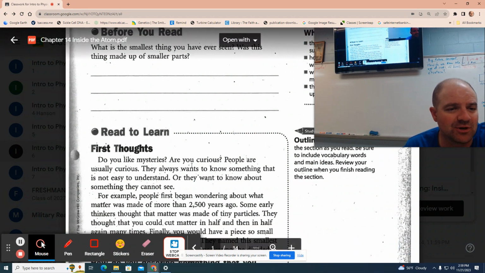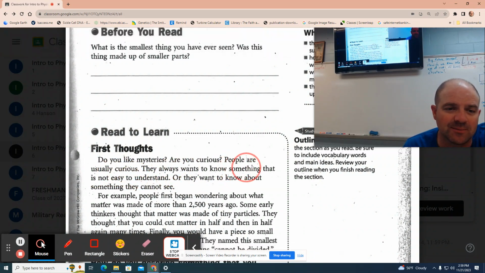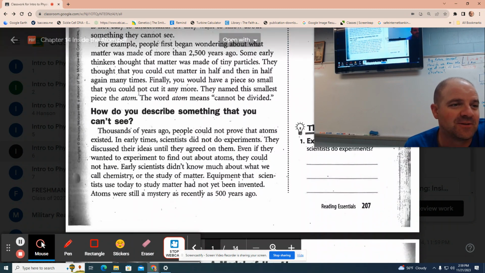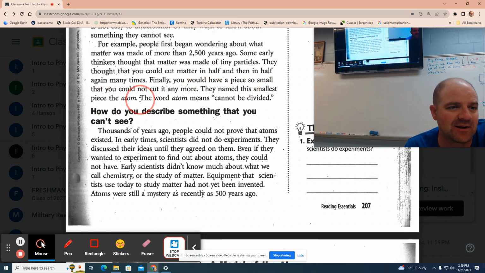First thoughts. Do you like mysteries? Are you curious? People are usually curious. They always want to know something that is not easy to understand, or they want to know about something they can't see. For example, people first began wondering about what matter was made of more than 2,500 years ago. Some early thinkers thought that matter was made of tiny particles. They thought you could cut matter in half, and then in half again many times. Finally, you would have a piece so small that you could not cut it anymore. They named this smallest piece the atom. The word atom means cannot be divided.